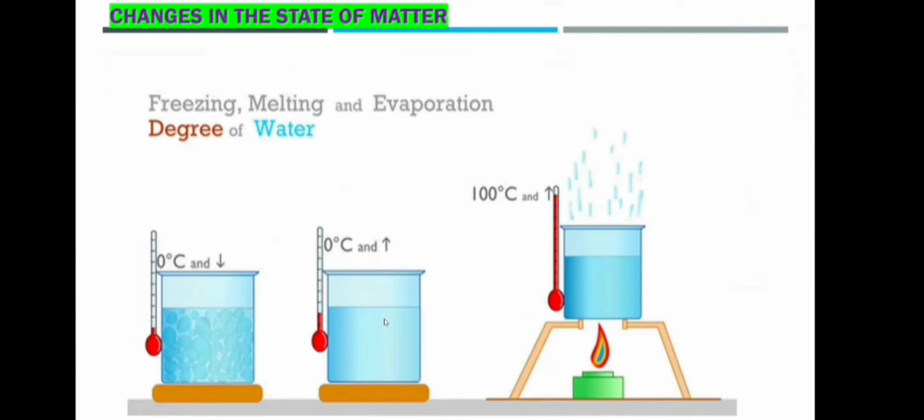So, if the temperature is more than 0 degrees centigrade, ice melts into water. And when water is boiled at 100 degrees centigrade, it starts boiling and changes into water vapor, which is a gaseous state. This process is called evaporation. So, water boils at 100 degrees centigrade and it freezes at 0 degrees centigrade.